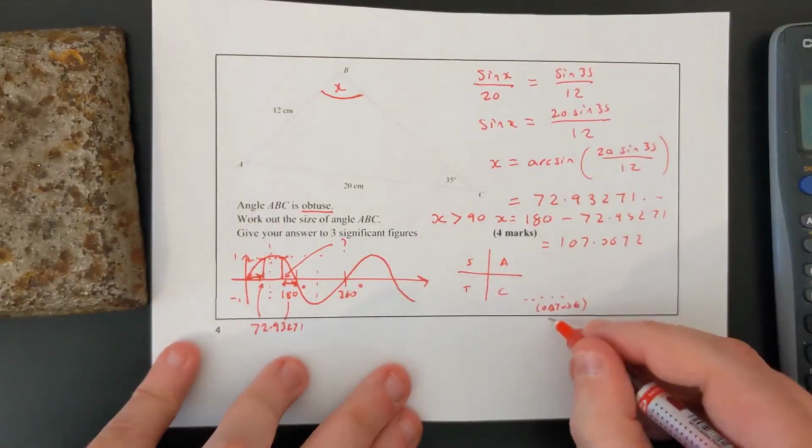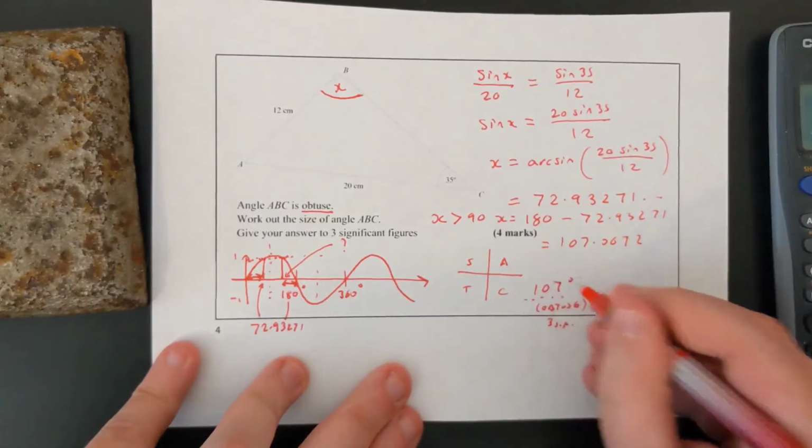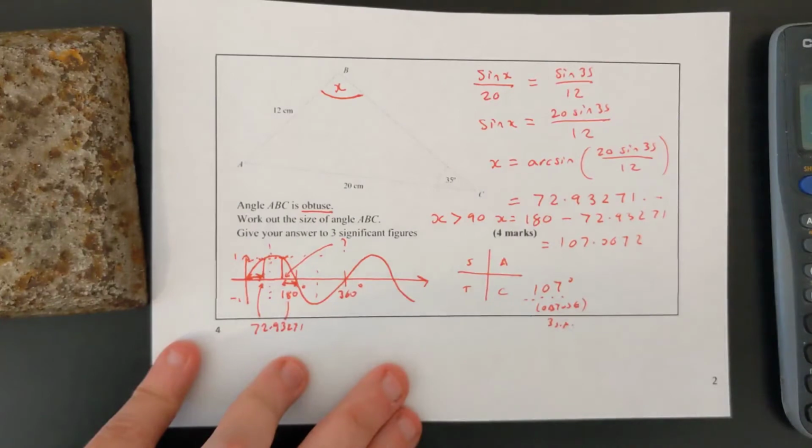And I'm asked for my answer to 3SF. I should really have written that on my answer line as well, giving me 107 degrees. And I just check, is that obtuse? Yes. And therefore I'm probably along the right lines.